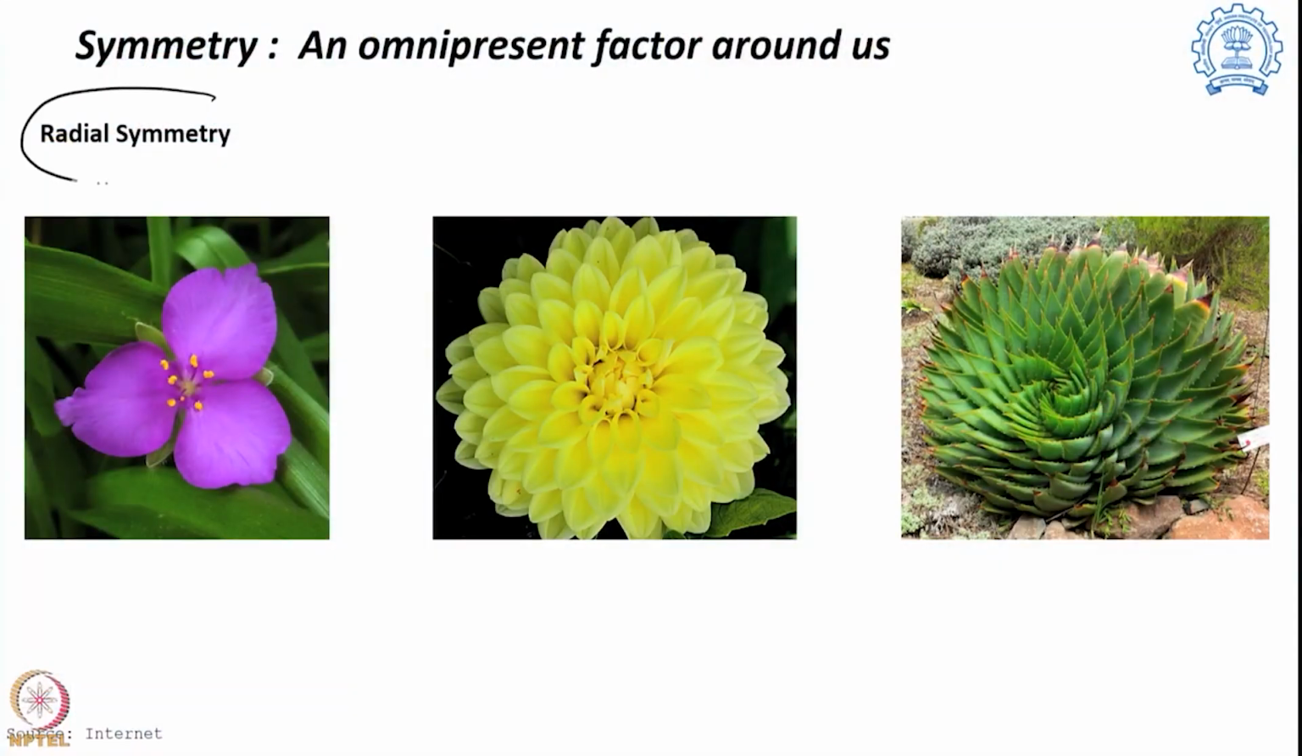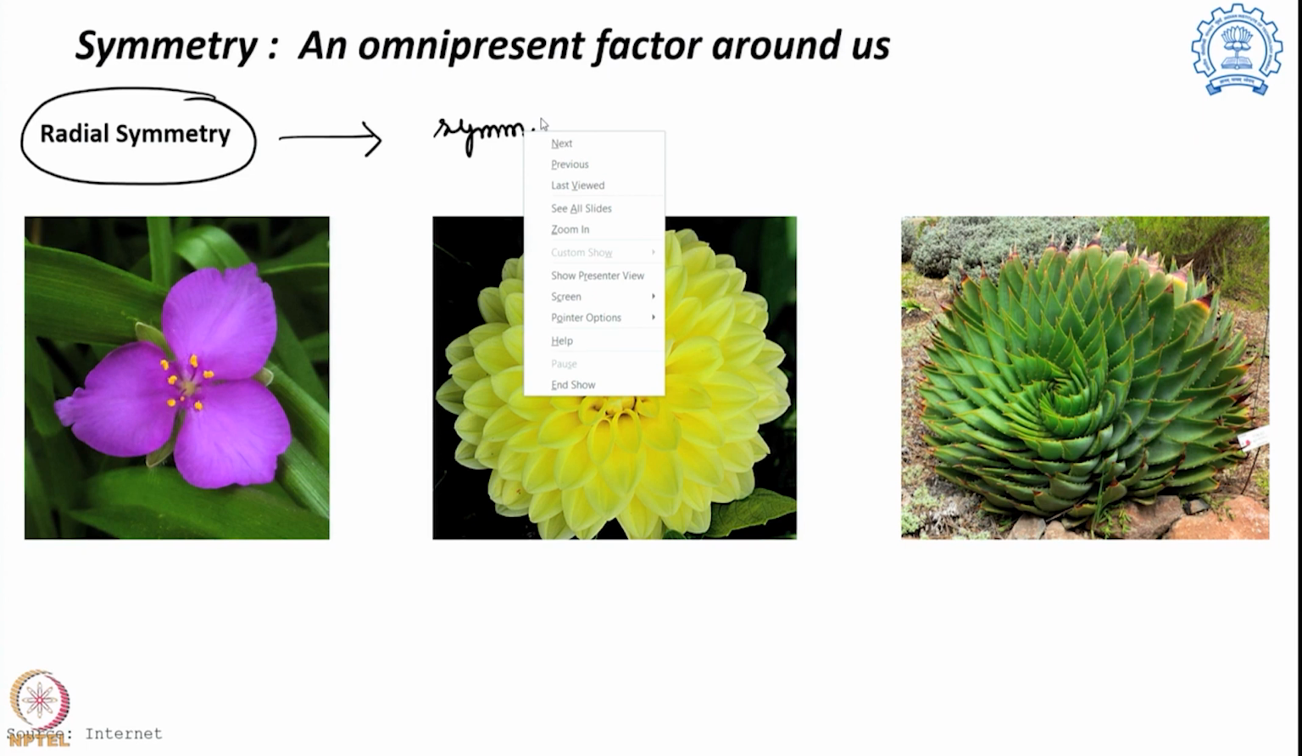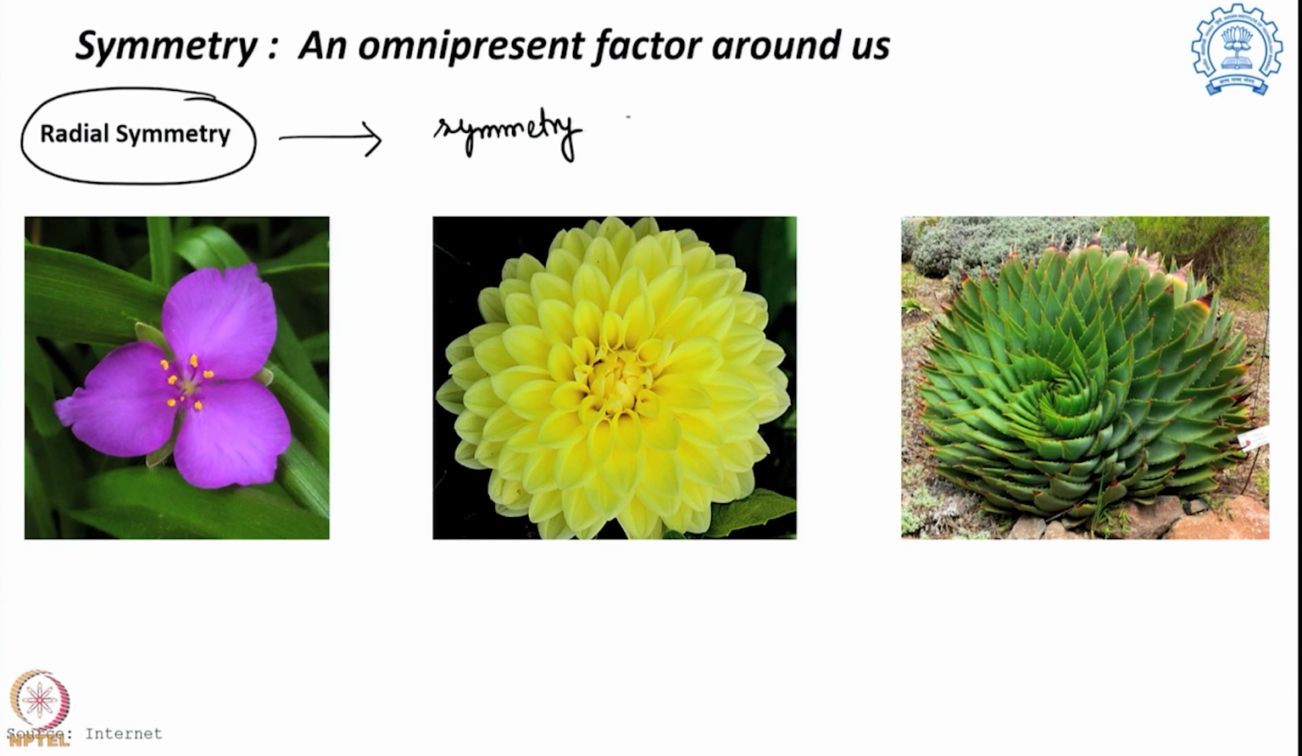Then we go to the next one, which is known as radial symmetry. So what is radial symmetry? Over here we find the symmetry around an axis. Previously we were looking at everything around a plane, now we are looking around an axis.